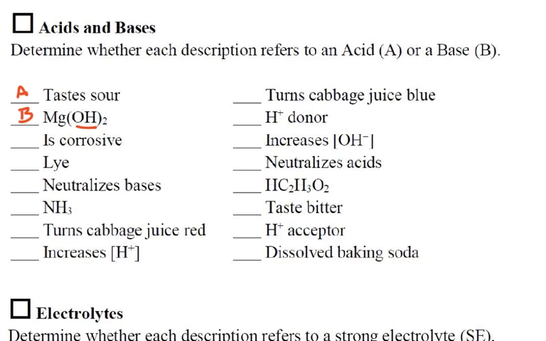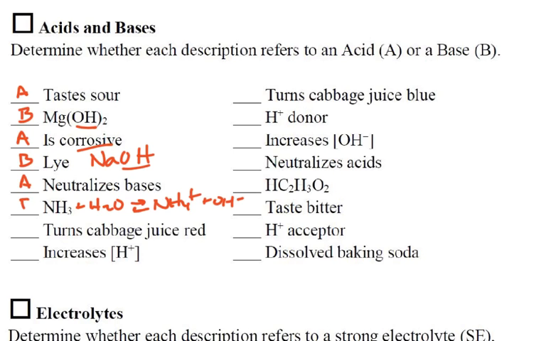an alcohol. Corrosive, I would say that's an acid. Lye, that's a common name for sodium hydroxide. It's a drain cleaner, and that's definitely a base, NaOH. Neutralizes bases is an acid. NH3, that's one of the bases that we had to memorize. Remember, that's one where you had to mix it with water, and then it turns into ammonium and hydroxide, and that's where the hydroxides come from.